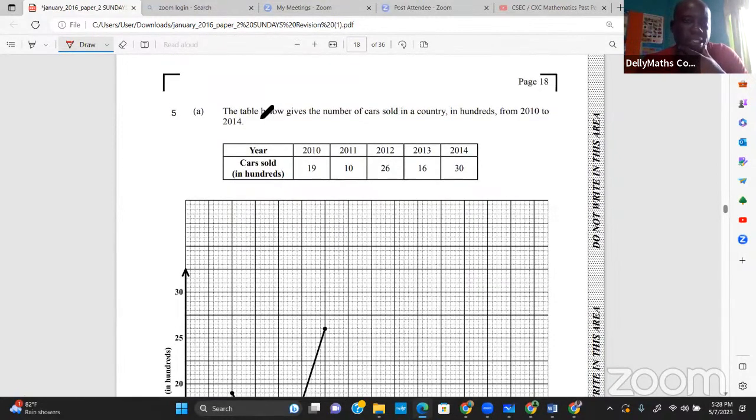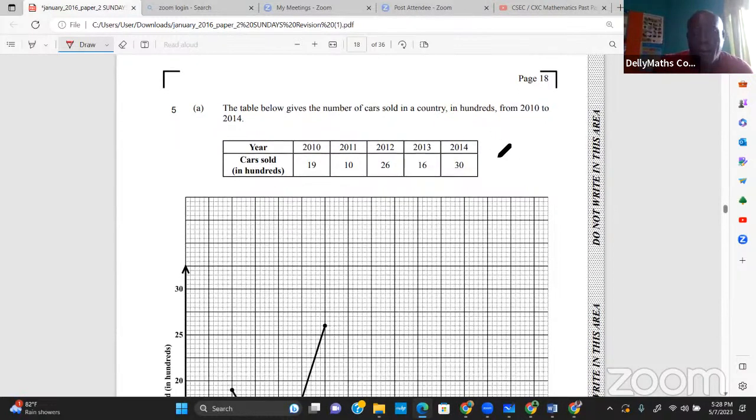So the fifth question said the table below gives the number of cars sold in a country in hundreds. All right, so the number of cars sold in hundreds from 2010 to 2014. So we want to look at that and see if we can maximize what we're doing there.